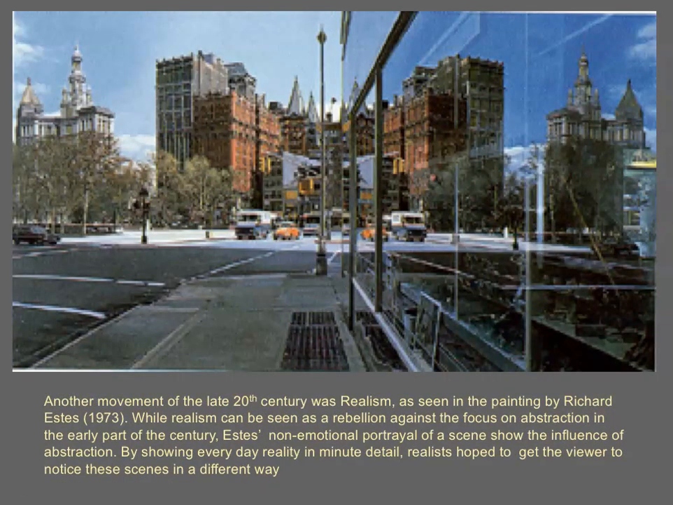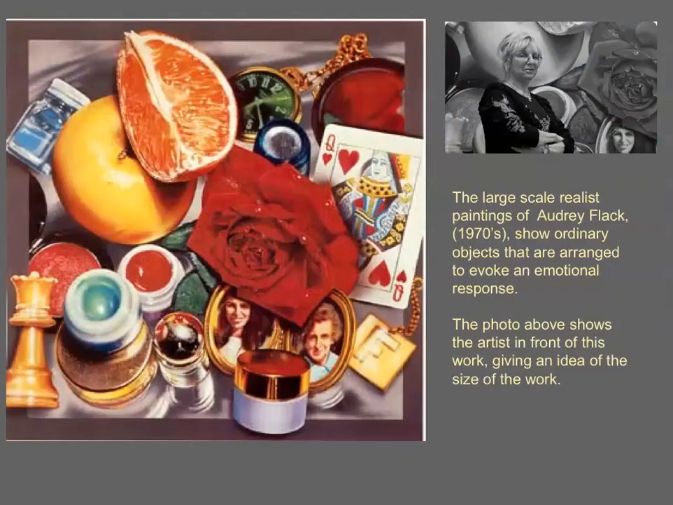Another movement of the 20th century was realism. And here is a painting by Richard Estes, who is one of the top realist painters of the mid to late 20th century. Realism can be seen as a rebellion against the focus on abstraction in the early part of the century, but also by portraying the scene in such a non-emotional way, we also show the influence of abstraction. By showing everyday reality in minute detail, the realists hoped to get the viewer to notice these scenes in a different way. Now let's look at another realist artist, and that would be Audrey Flack.